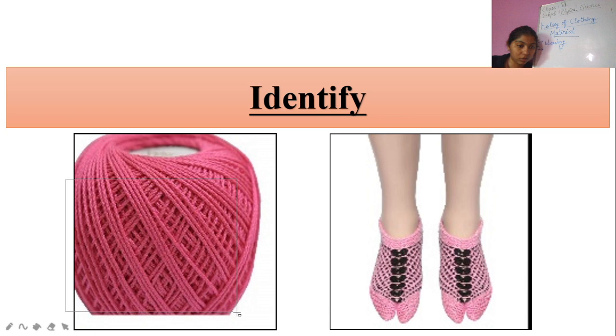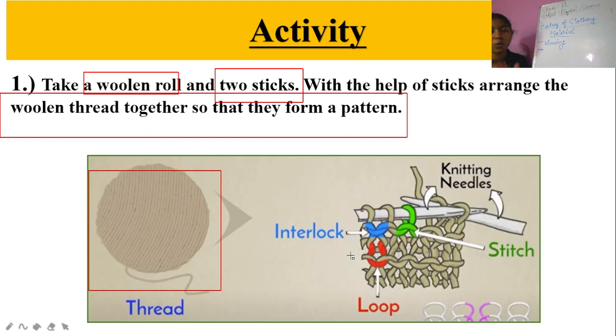So let's see an activity. You have to take a woolen roll. So see, this is a woolen roll, okay? And two sticks. Let me take these as the sticks, okay? Now with the help of these sticks, you have to arrange the woolen thread together in such a way that it forms a pattern. So you have to hold the thread in such a way that you get a woolen fabric. So you have to make some pattern, students. That way you can come to know that it is knitting with needles. You have to do this.